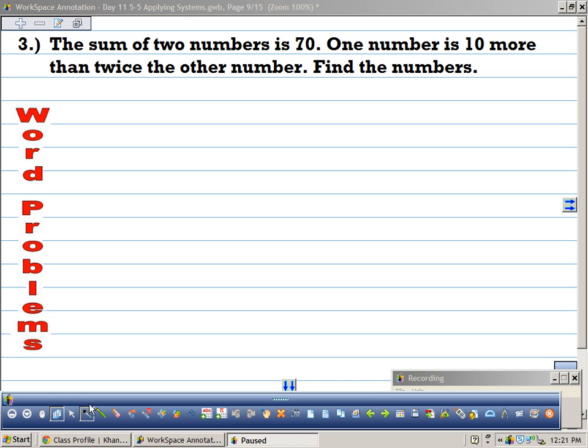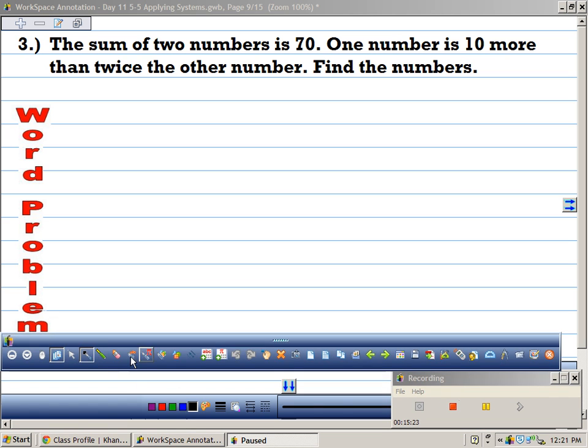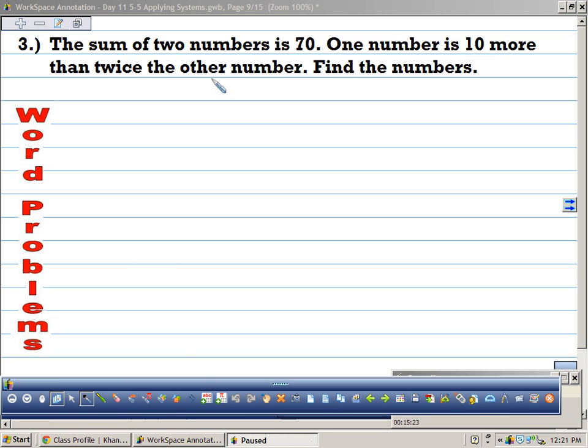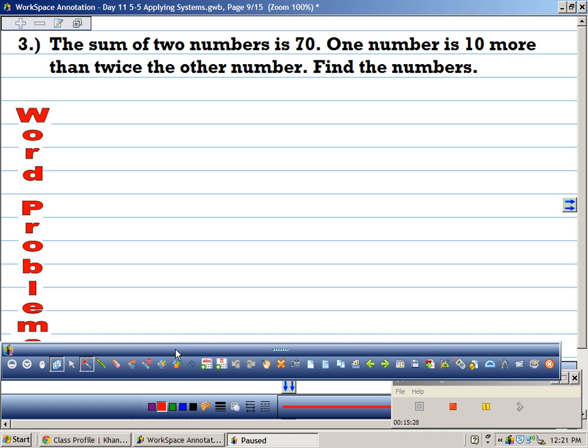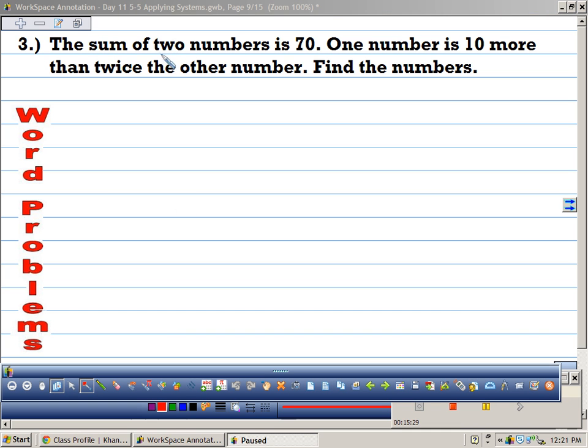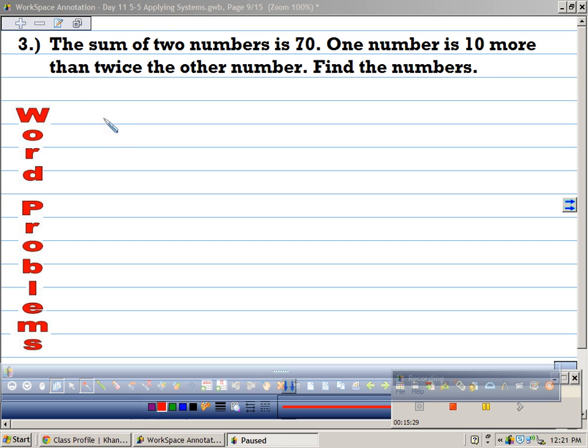Okay, so this one is a little bit more like what you've seen before. It says the sum of two numbers. Let me change my color. The sum of two. What does sum mean? Addition, right? So what was my first step that we did on the last two problems? Define the variables. What do you want to use? A and B? We can use A and B.